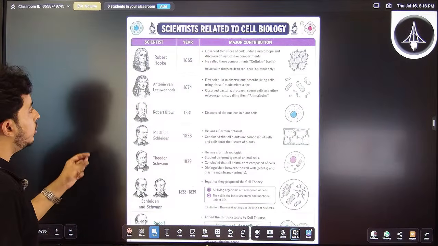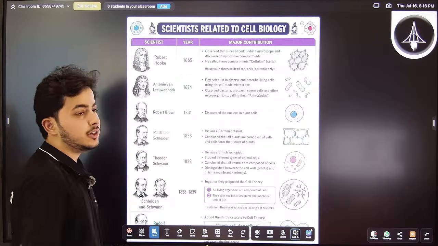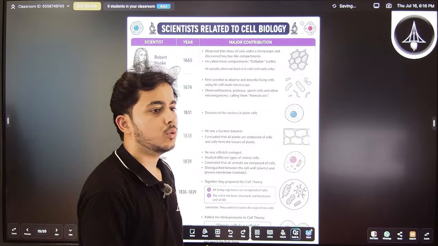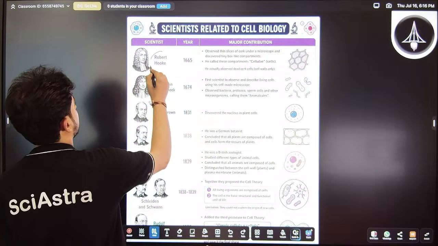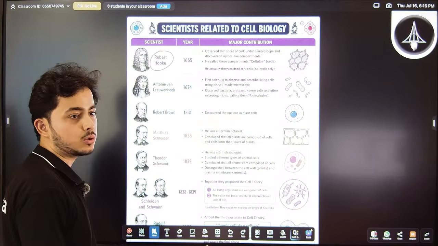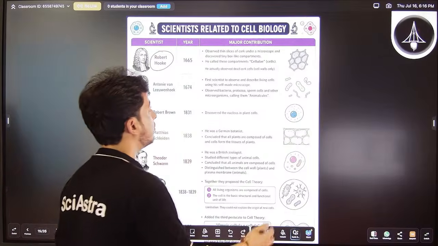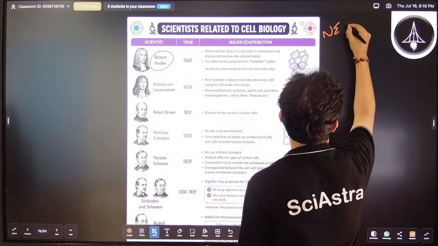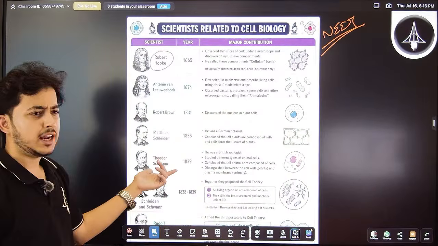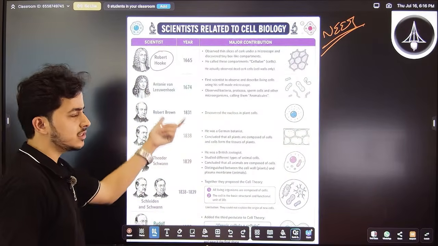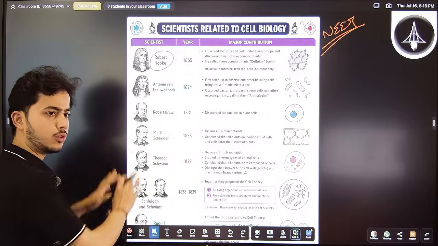Right. So now we come to the scientists related to cell biology, who have made the major discoveries. The first one is Robert Hooke. I hope you know the name. This part is important for NEET. In IIT there is very less probability that these questions can come. This is important for NEET only.